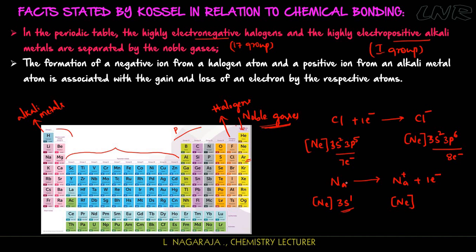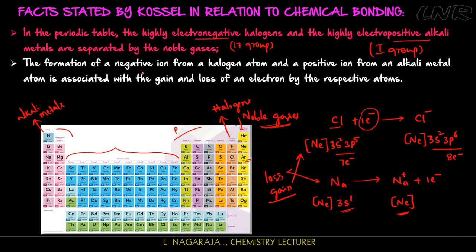Both the atoms, that is sodium as well as chlorine, attain the nearest noble gas configuration by the loss or gain of electrons. So this chlorine gains electrons and the sodium loses electrons, right? Sodium, by the loss of 1 electron, gets the nearest noble gas configuration, and the Cl attains the nearest noble gas configuration by the gain of 1 electron, right?